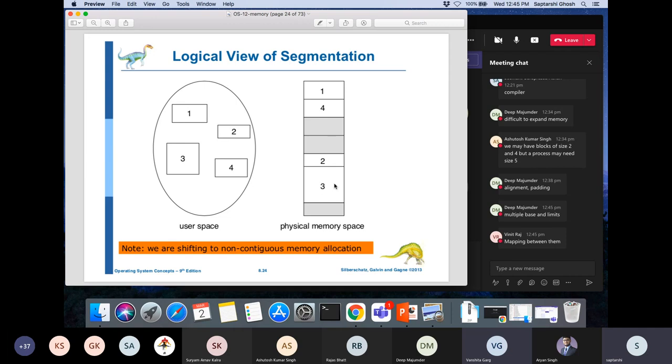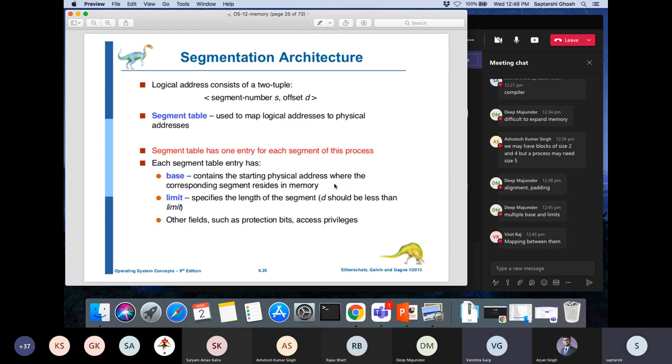Okay, Deep and Vineet have answers. Deep says multiple base and limits, and Vineet says a mapping between them. I would imagine a mapping between the segments in the user space and where they are in the physical memory. Yes, both are correct. Basically, multiple base and limits, yes. Basically, it uses a table of segments and bases and limits. This table is called a segment table.